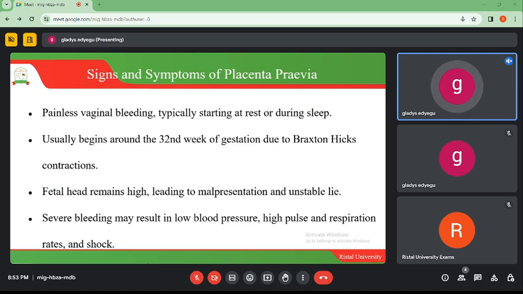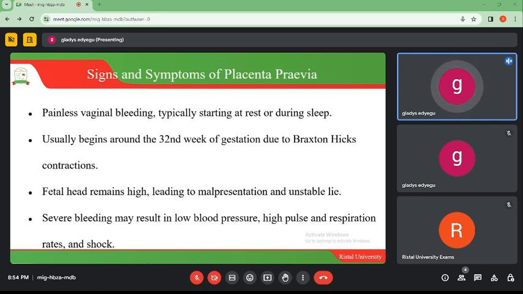Then it usually begins around 32 weeks of gestation, due to Braxton Hicks contractions. Braxton Hicks contractions are basically contractions that come at a time when the uterus is preparing for labor. It is just like exercising how to contract, or how the contractions will be during labor. That can also predispose these mothers to bleeding, and it can cause an alarm, whereby we need to know why this mother is bleeding, and you may realize it is placenta previa.